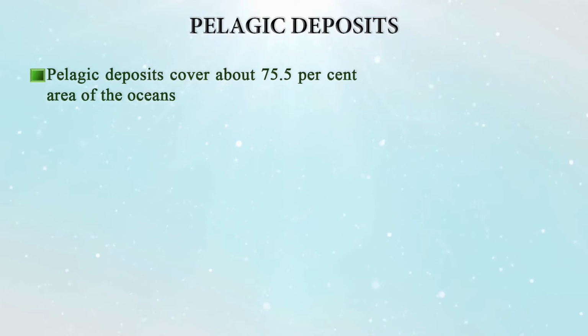Now, what are pelagic deposits? These are much deeper, deep ocean deposits which are found mainly in the deep sea plain, and they cover about 75.5% of the oceans.